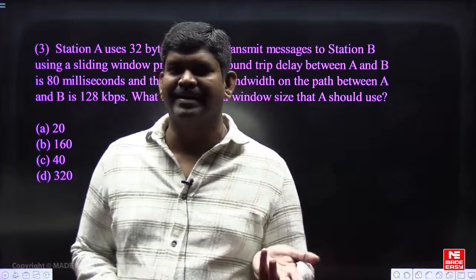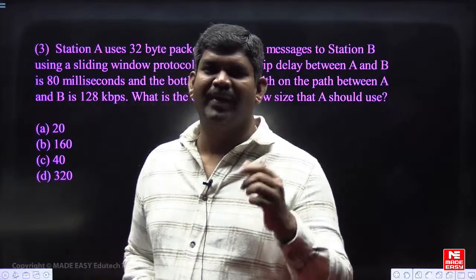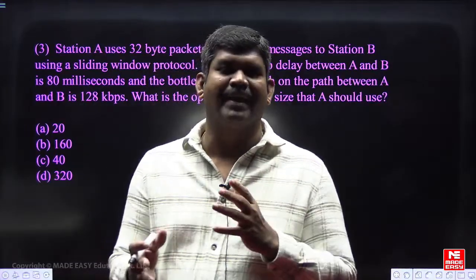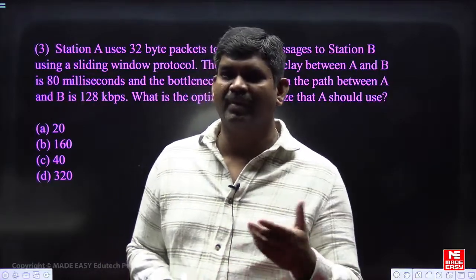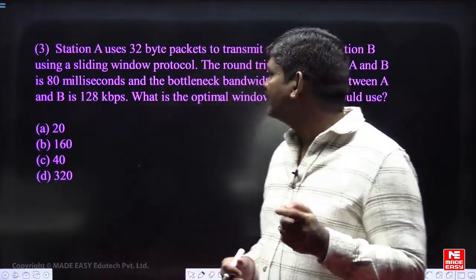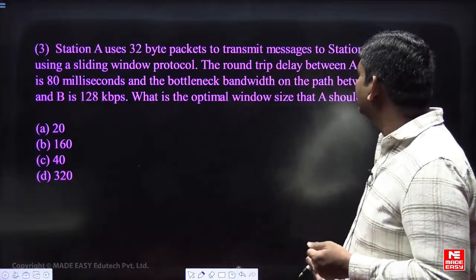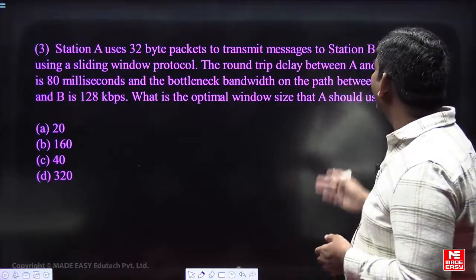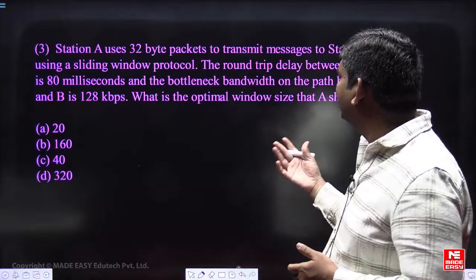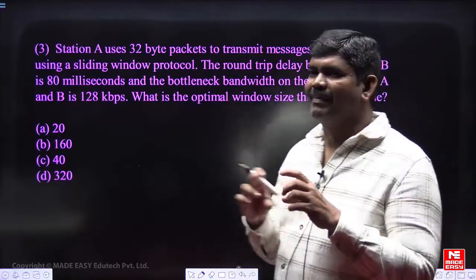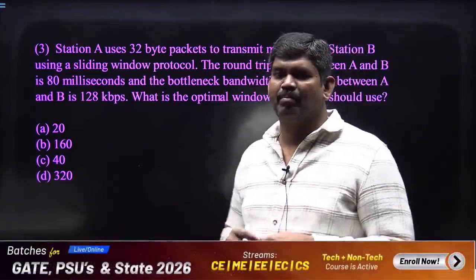So why do you have to consider this round trip time? Because the only way the sender knows that your data packet has been received safely is with the help of the acknowledgement. That's why they have given a round trip time value. How much is it? 80 milliseconds. And you can see the bottleneck bandwidth on the path is 128 kilobits per second. The bandwidth is the capacity of the link. They have mentioned bottleneck bandwidth.